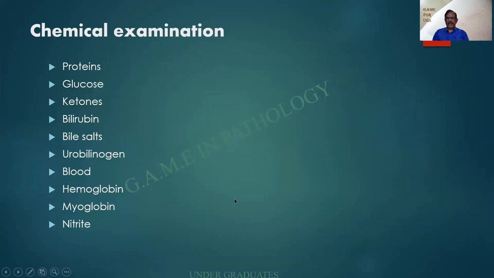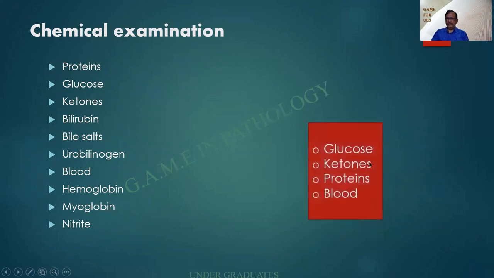So after the physical examination, obviously you have got something called the chemical examination. In this chemical examination, all these parameters are to be there, but a few are restricted to the undergraduates, of which I shall be seeing proteins alone in this class. The others will be the glucose, ketones, and blood, and perhaps bilirubin.